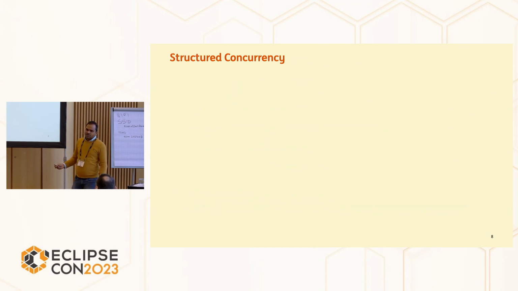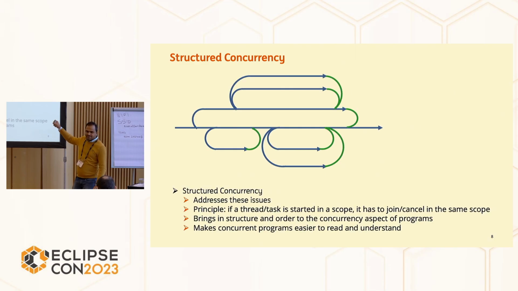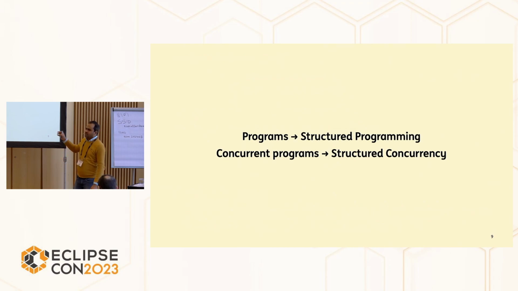Yes, there is, and it is called structured concurrency. So what structured concurrency does is, it sort of ties these loose ends of your threads, and it helps you to manage your threads. It addresses the issues that we saw earlier, and the principle here is that if a thread or a task is started in a scope, it cancels or finishes in the same scope. It brings structure and order to the concurrency aspect of programs, and makes our concurrent programs easier to read and easier to understand. So basically, the benefits that structured programming brought for programs, structured concurrency is trying to bring for our concurrent programs. So this is why we need structured concurrency.